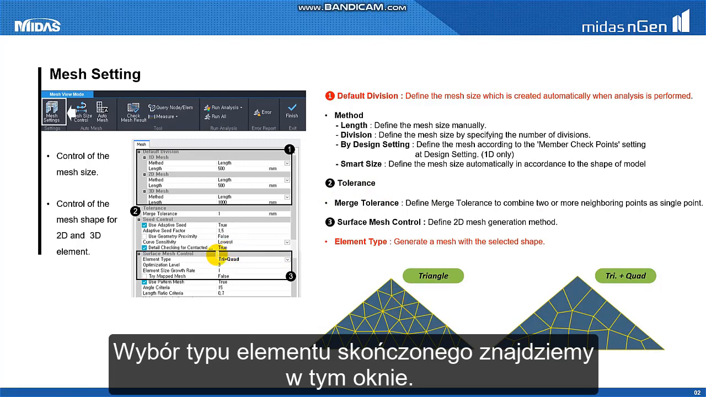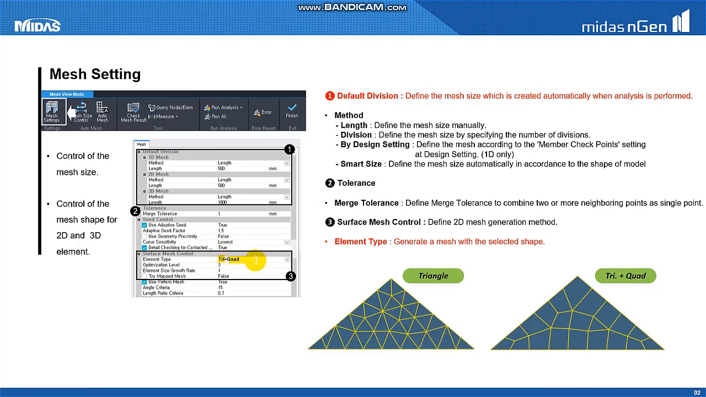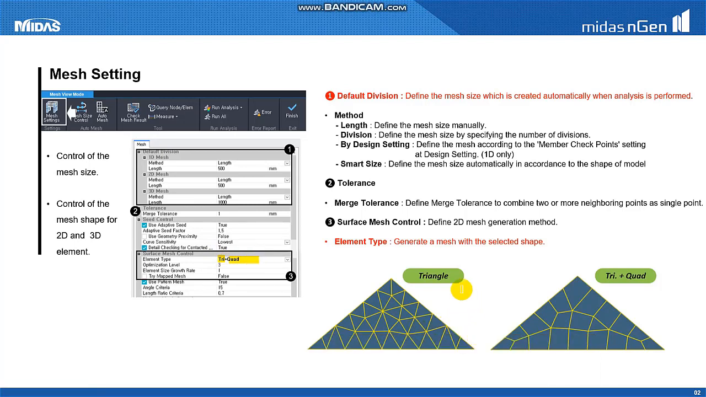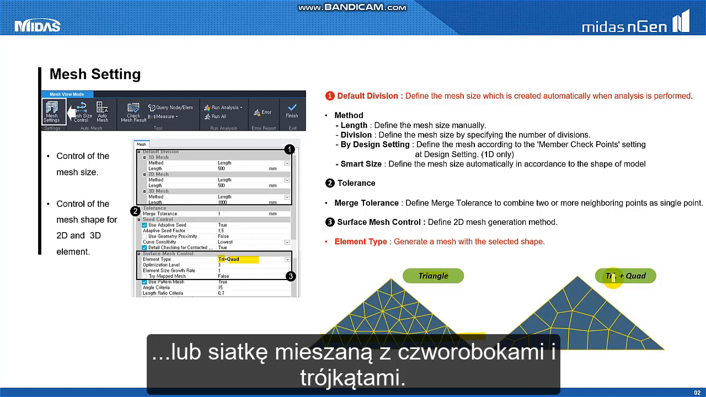The mesh shape is categorized by the triangular and square shapes. Each model can be composed of only triangular elements or a mixture of quadrilateral and triangular elements.